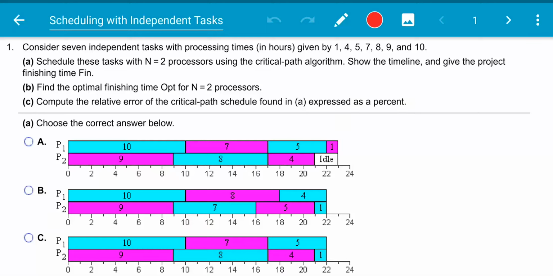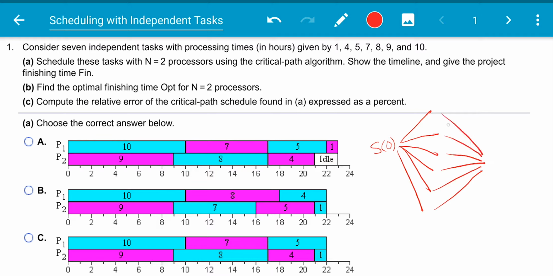Go over scheduling with independent tasks. An independent task basically just means that we go from our start to all of our tasks. We can do any of them, and then from all of those tasks, we can go to our end. So we don't really have to worry about anything coming before something else. It means we can do any of them in any order. It's just a matter of how long it takes.